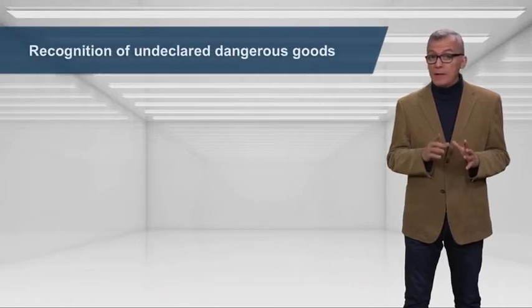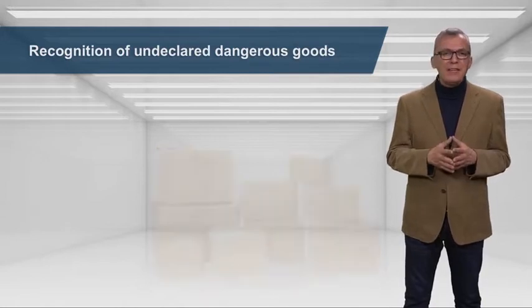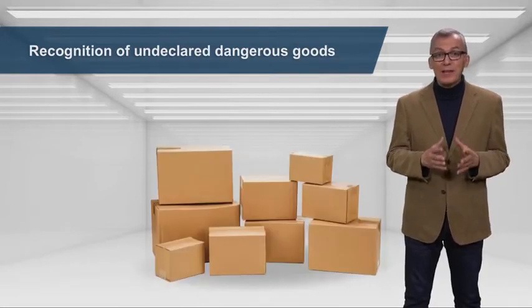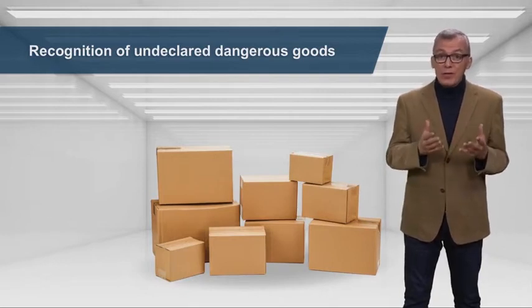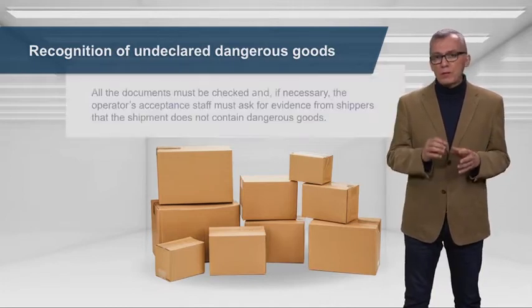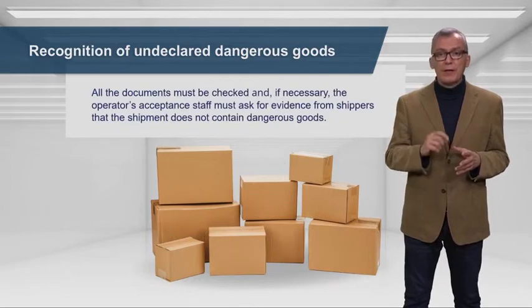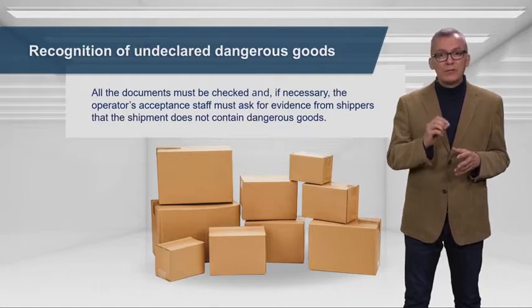The operator's acceptance staff must have received training to correctly identify and detect undeclared dangerous goods consigned for transport as general cargo. Many ordinary-looking items may contain dangerous goods, and often general names are used in the content description of a cargo shipment. All the documents must be checked, and if necessary, they must ask for evidence from shippers that the shipment does not contain dangerous goods.